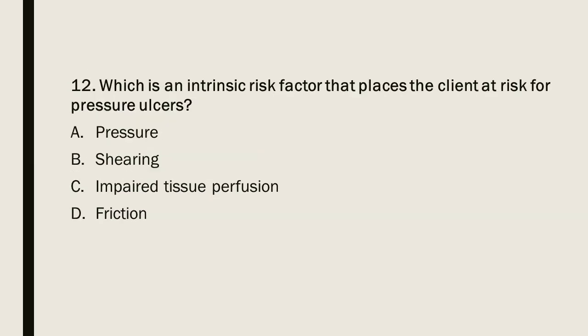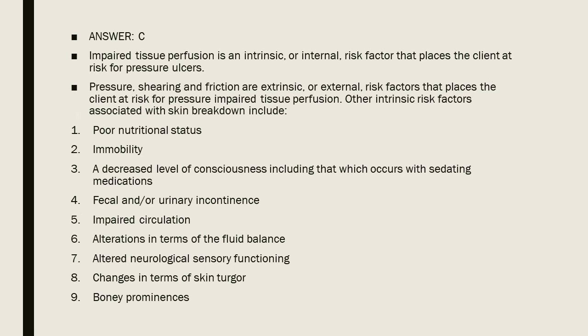12. Which is an intrinsic risk factor that places the client at risk for pressure ulcers? Pressure, shearing, impaired tissue perfusion, friction. Answer: C. Impaired tissue perfusion is an intrinsic or internal risk factor that places the client at risk for pressure ulcers. Pressure, shearing, and friction are extrinsic or external risk factors that place the client at risk for pressure ulcers.